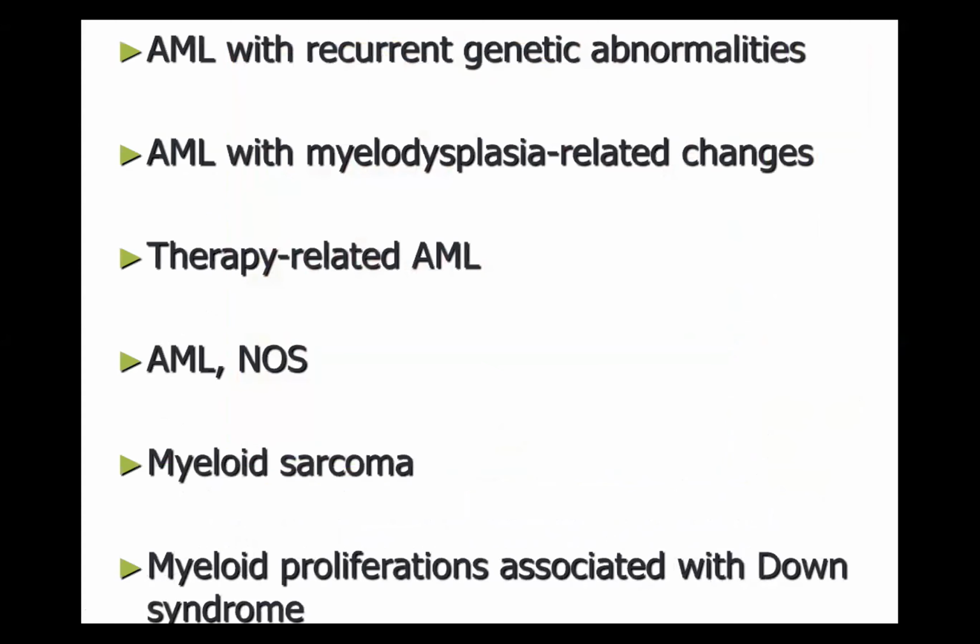So coming to the WHO classification of acute myeloid leukemia, the WHO classifies acute myeloid leukemia into acute myeloid leukemia with recurrent genetic abnormalities, acute myeloid leukemia with myelodysplasia-related changes, therapy-related acute myeloid leukemia, acute myeloid leukemia not otherwise specified, myeloid sarcoma, and myeloid proliferations associated with Down syndrome. We're basically going to be talking about the first four types. And let's start with acute myeloid leukemia with recurrent genetic abnormalities.